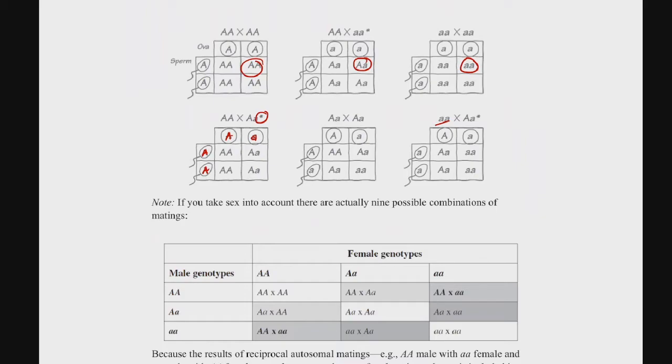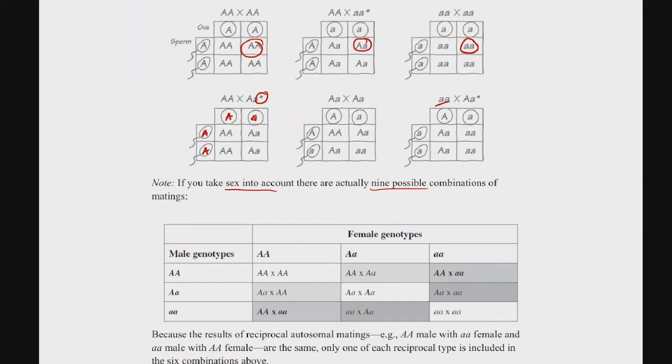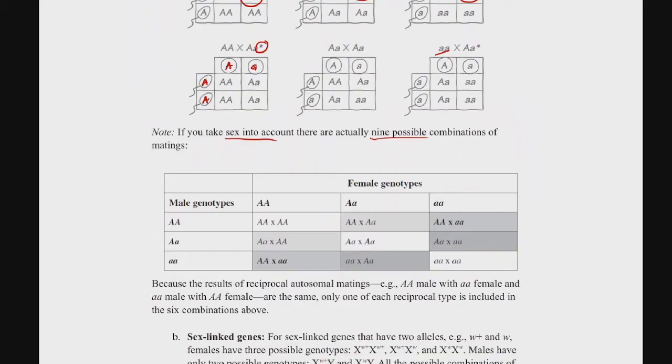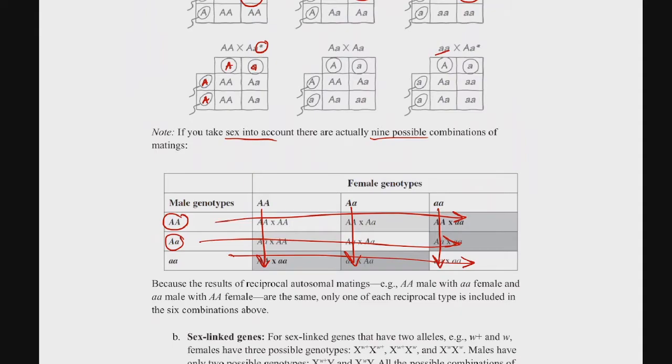So it's important to note down here that if you take sex into account, there's going to be only 9 possibilities because of male and female genotype seen here. So how we said A goes down like this and like that. And so this is what the whole filled in Punnett square looks like.